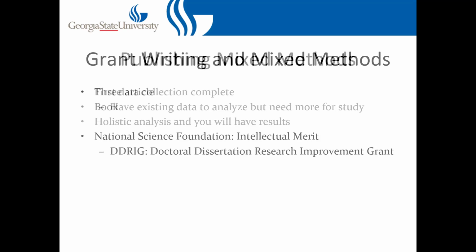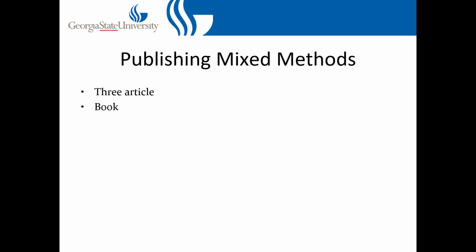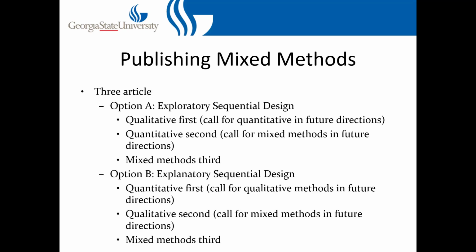There are different ways that people publish mixed methods. The two that I see most commonly are a 3-article model and then a book model. So I want to talk about each of these. The 3-article model, there's kind of 2 options. The first one is option A, and that's the exploratory sequential design. This is where you publish the qualitative first, and in the future directions, you call for a quantitative study. Then you publish the quantitative second, and then you call for mixed methods in future directions, and then you publish the mixed methods third. You may be wondering, why would I want to publish 3 articles for one study?